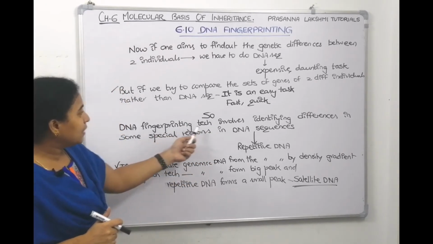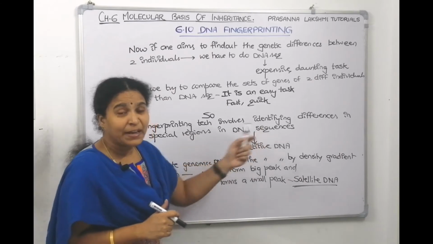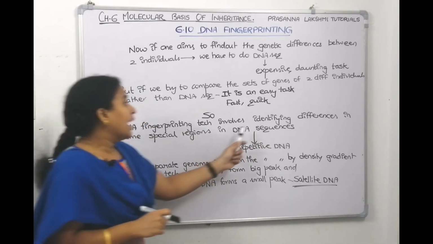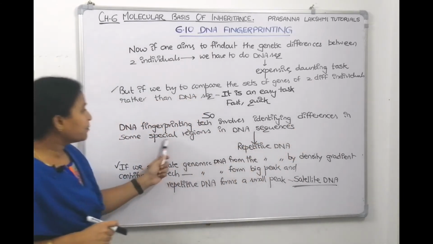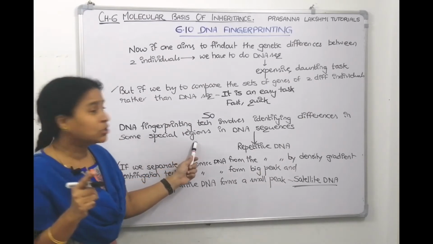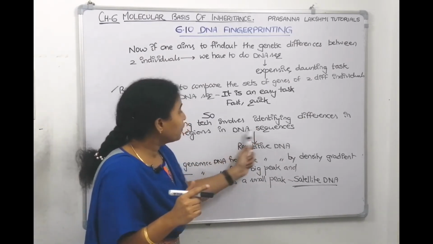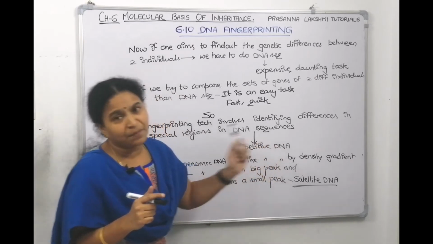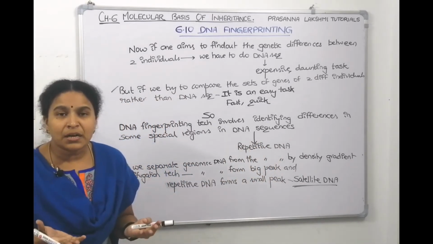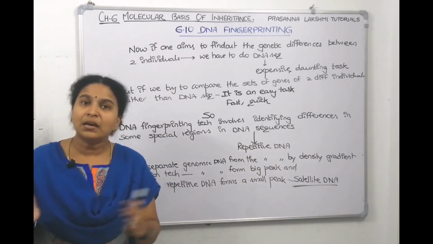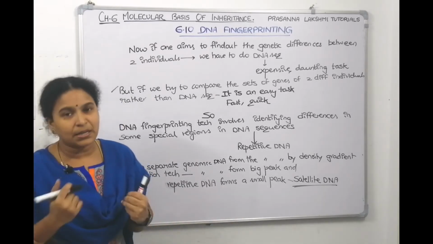So the DNA fingerprinting technique involves identifying the differences, not the sequences. Identifying the differences in some special regions. What are those special regions of DNA sequences called? They are called repetitive DNA sequences. What do you mean by repetitive DNA sequences? Since they are repeated many times, we call them repetitive DNA sequences.